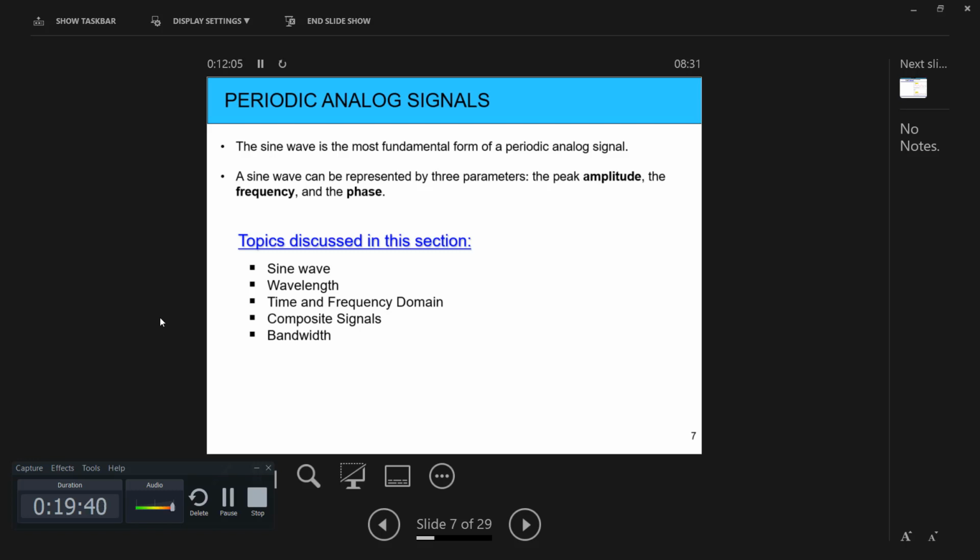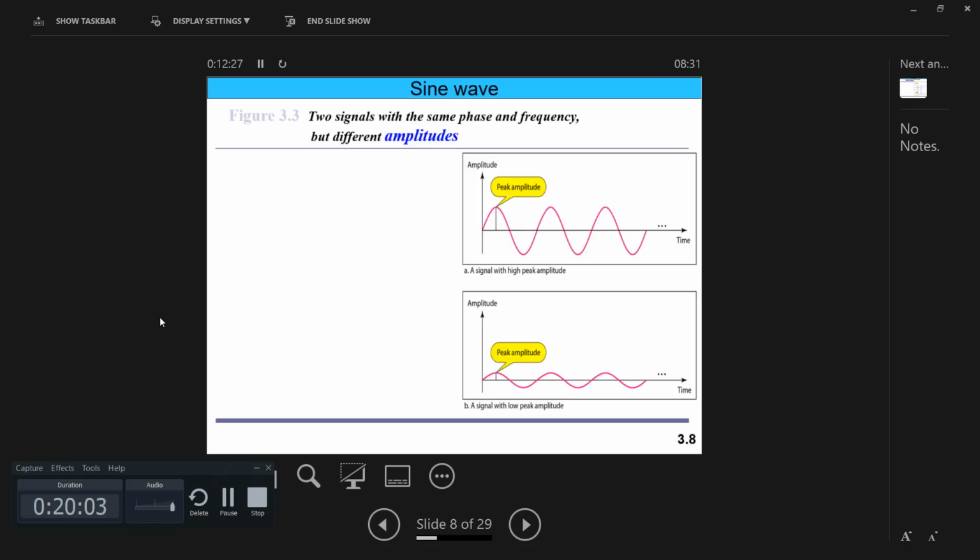We'll see how we can represent the signal in the time domain and in the frequency domain, and we will see why we need to represent a signal in the frequency domain. We'll talk about the composite signal and how this composite signal will define the bandwidth. A new and important concept in communication: what's the bandwidth of the channel. So step by step, we start with the simple analog signal like the sine wave.